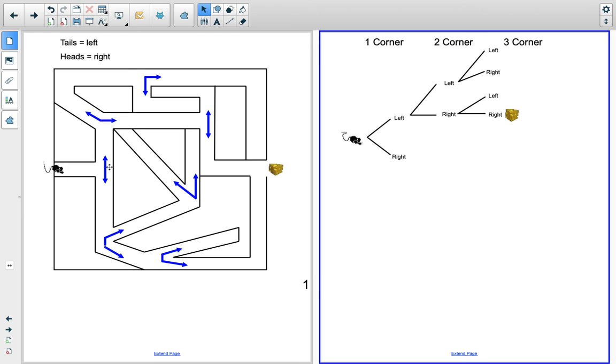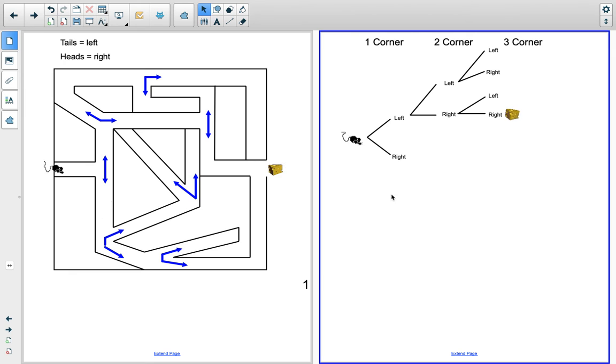If he goes left, then right, and then left, he ends up at a dead end. There's nothing there. But if he goes left, right, right, he gets the cheese. So there's one possibility for getting the cheese. So let's see what happens if he goes this way.